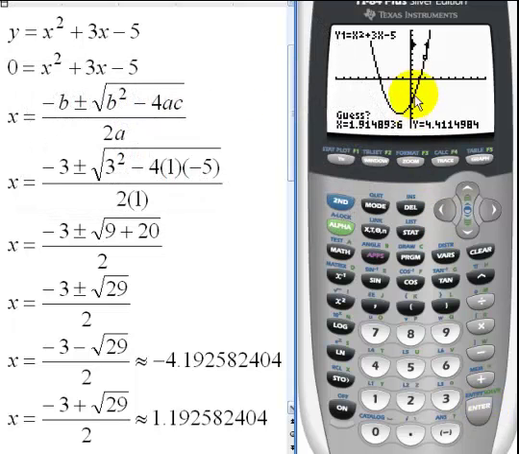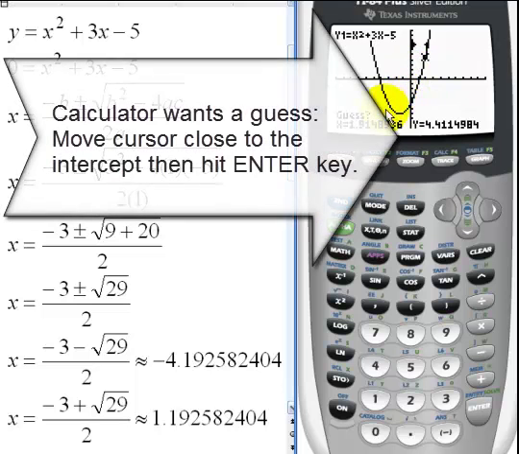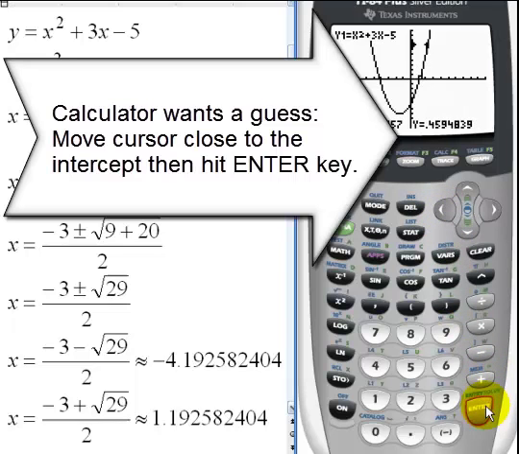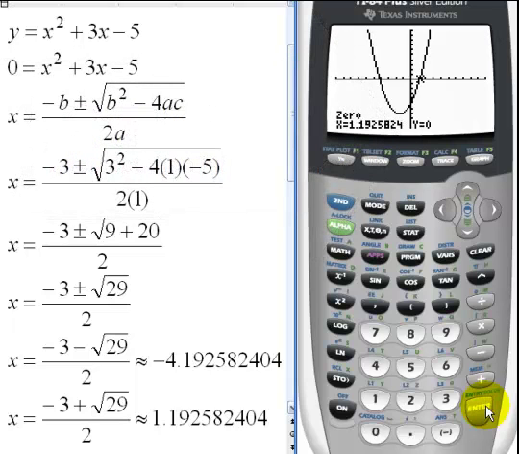Again, the calculator puts another little arrow up here. So I've told the calculator to only look in this region on the x-axis. The x-intercept is somewhere in here. The third thing it wants is a guess. So I'm going to move my blinking cursor about as close to the x-intercept as I can get and hit enter as the guess. It very quickly finds the zero, or the x-intercept, which is 1.1925824, and the y is 0.